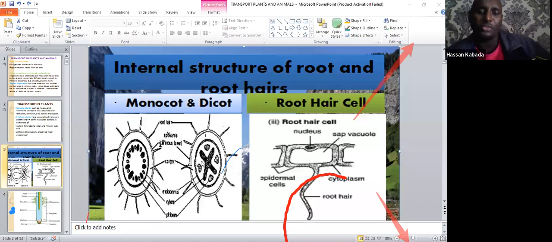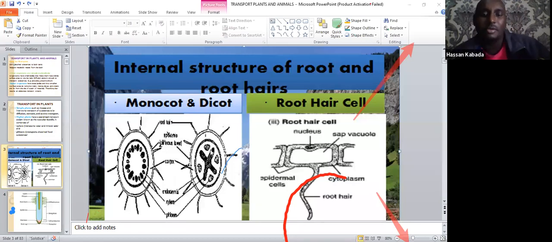Now we want to differentiate between the dicotyledonous and the monocotyledonous roots. For the monocotyledonous roots, we look at the arrangement of the vascular bundles, the xylem and the phloem. The phloem and the xylem are arranged like this, alternatingly, where we have xylem, then phloem, xylem, phloem, xylem, phloem, all round, and they form a ring. I hope that is clear from the diagram, so you don't have to waste a lot of time here.